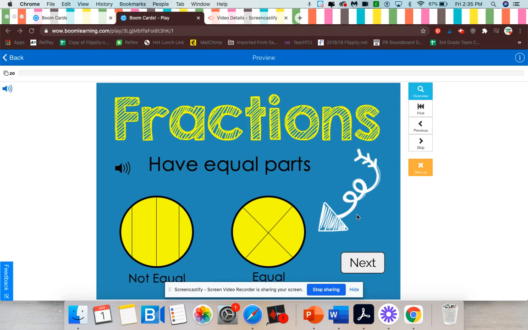So, one of the first concepts I teach kids is how fractions have equal parts. And I have put this into Boom Cards, which is a great interactive tool. If you're not familiar with Boom Cards, it is something that you can just jump onto with a fast link.